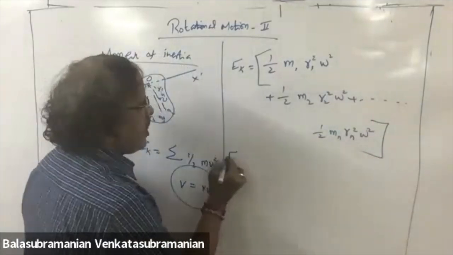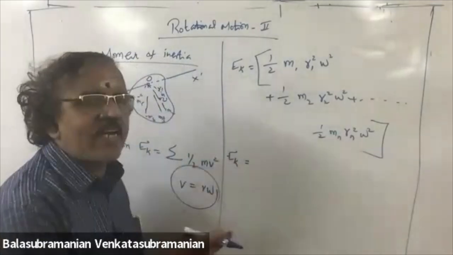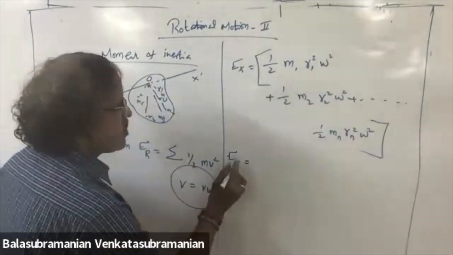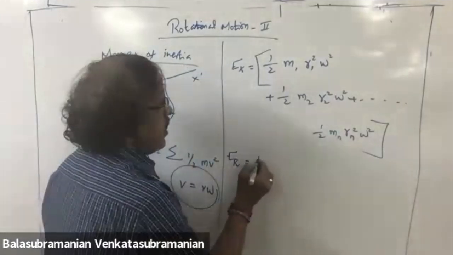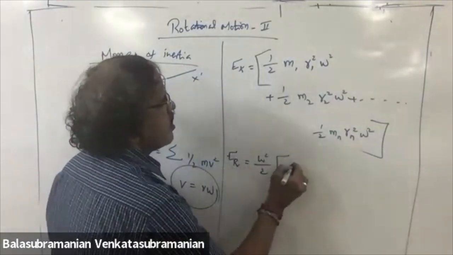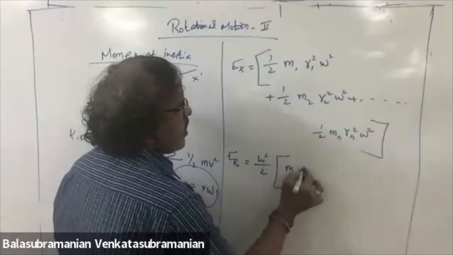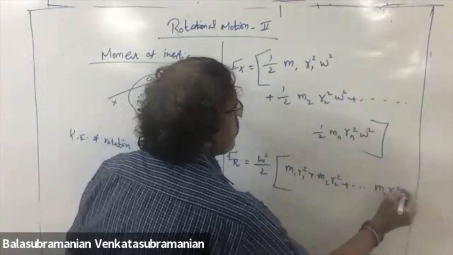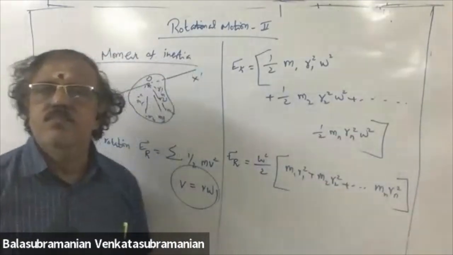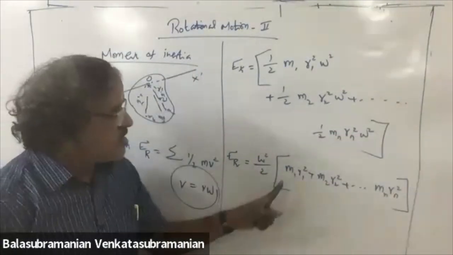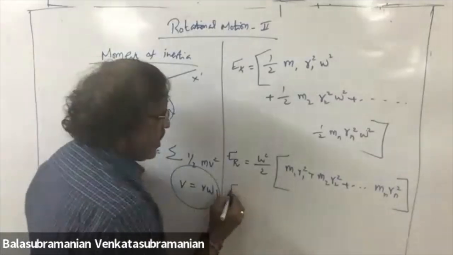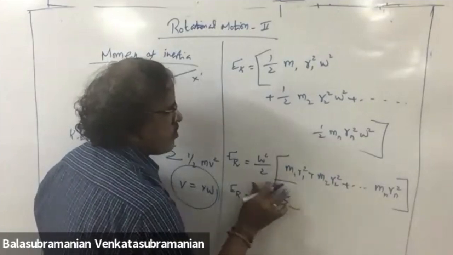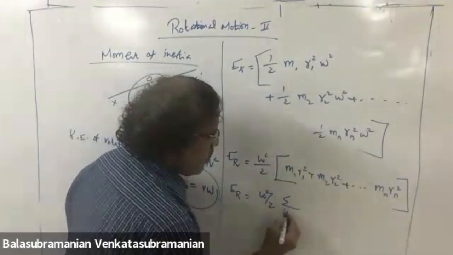So we can write EK is equal to the rotational kinetic energy, ER we can put, no issue. Rotational kinetic energy is omega square by 2, a constant, times M1 R1 square plus M2 R2 square, etc., Mn Rn square. So this is a summation series. So we can write ER is equal to omega square by 2 sigma, i is equal to 1 to n.